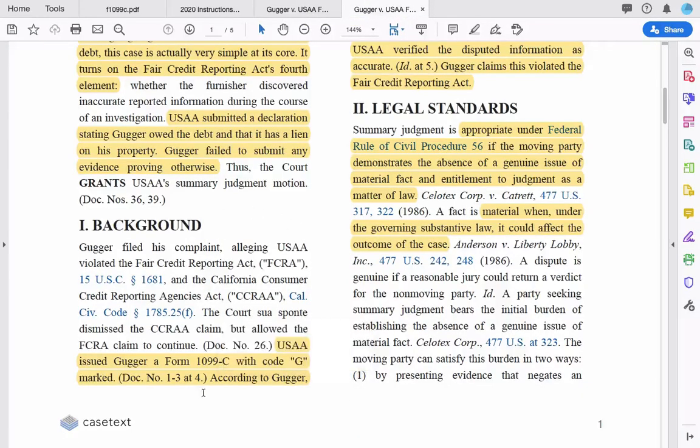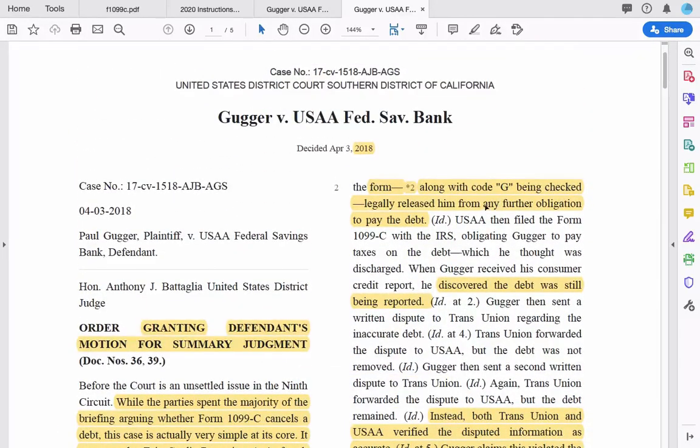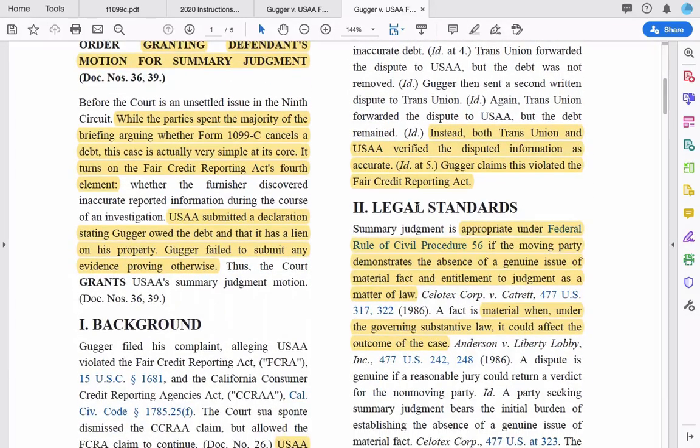So the judge says, look, the bank issued a 1099-C with code G, and the consumer says that legally released him from any further obligation. But he pulled his credit report, he saw this debt was still being reported, he disputed it with TransUnion, one of the credit reporting agencies, a couple times, and it did not get fixed. So the court is going to tell us, well, what's the standard? What's the rule when we're looking at a motion for summary judgment?